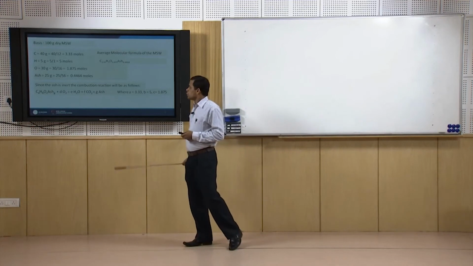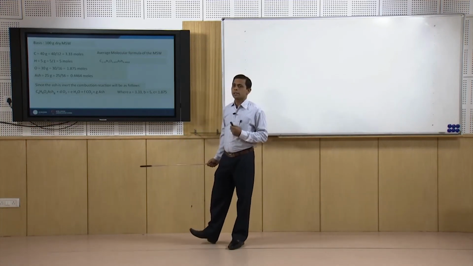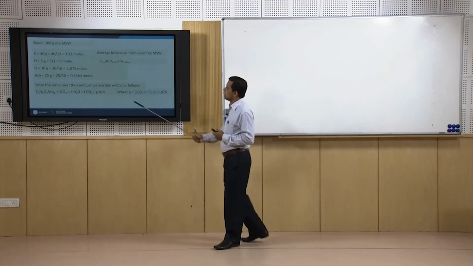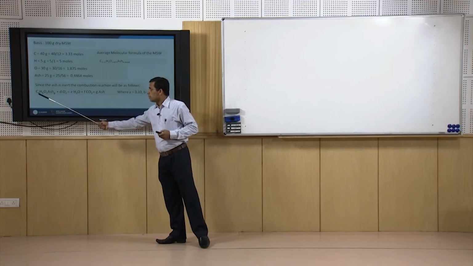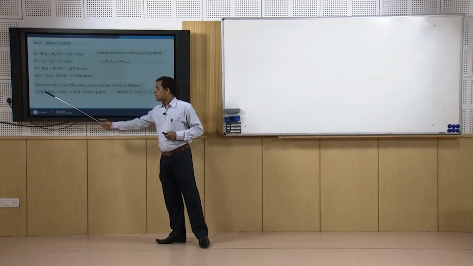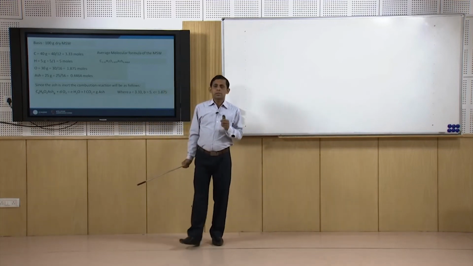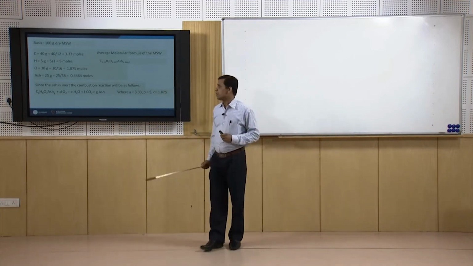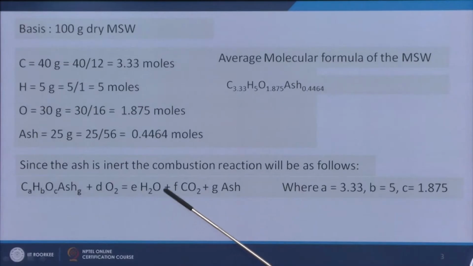Then what we need to do? We have to calculate the oxygen requirement and air requirement. So, this is the representation of the MSW, the Ca, Hb, Oc and Sg. This is reacting with D mole of oxygen and it is giving us E mole of H2O, F mole of CO2 plus G mole of ash.